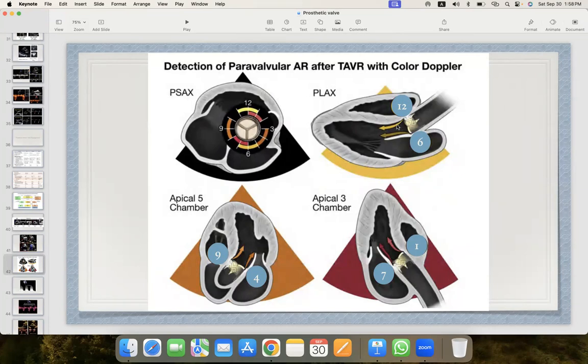Sometimes it's really difficult to have a good short axis view. So you can also use the parasternal view to locate the paravalvular regurgitation. From the parasternal view, anteriorly it will be 12 o'clock, posteriorly 6 o'clock. From the 5-chamber view, anteriorly will be 9 o'clock, and posteriorly 4 o'clock. And from the 3-chamber or long axis view, you will have 1 o'clock anteriorly, and posteriorly 7 o'clock. So you determine the location of the paravalvular leak based on these views.